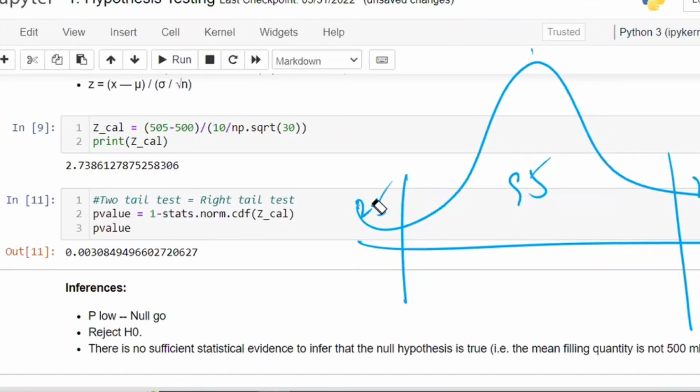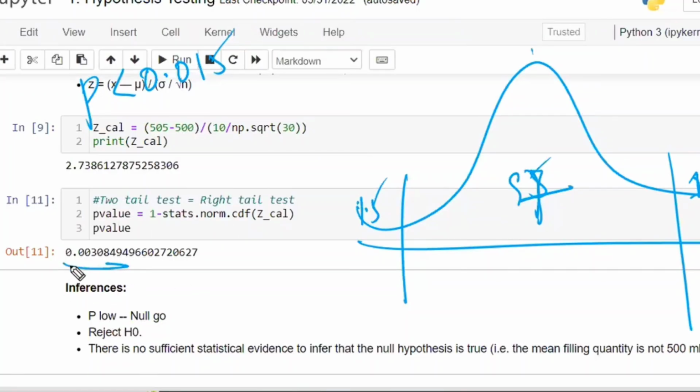What is the meaning of alpha is equal to 0.03? It means 3%. 3% rejection means 97% confidence. That is left side 1.5, this side 1.5. Now your p value should be less than 0.015, then only you are going to reject. Otherwise you are going to accept.